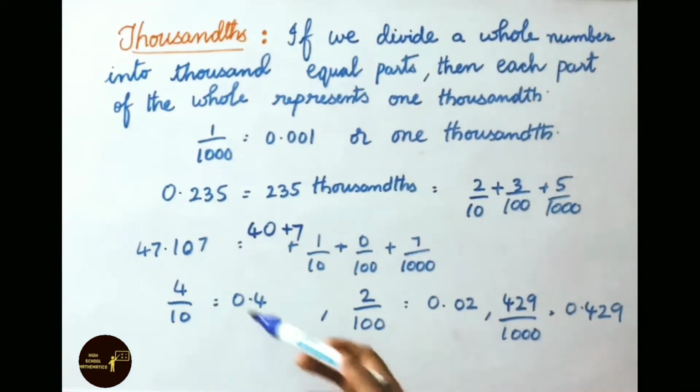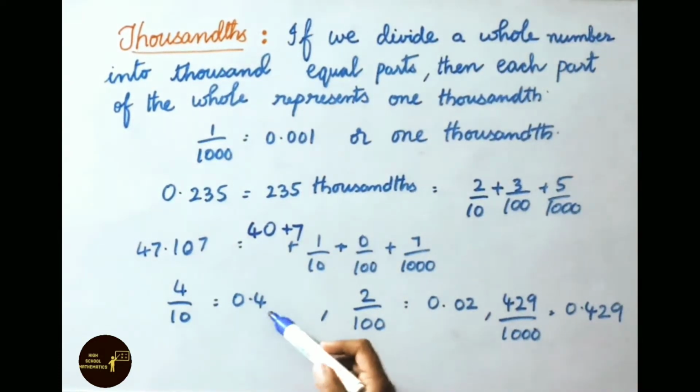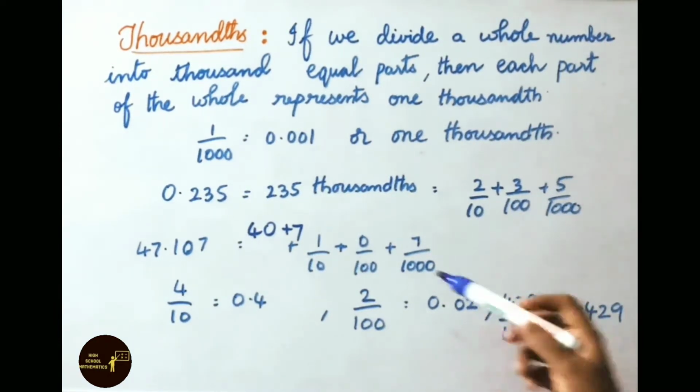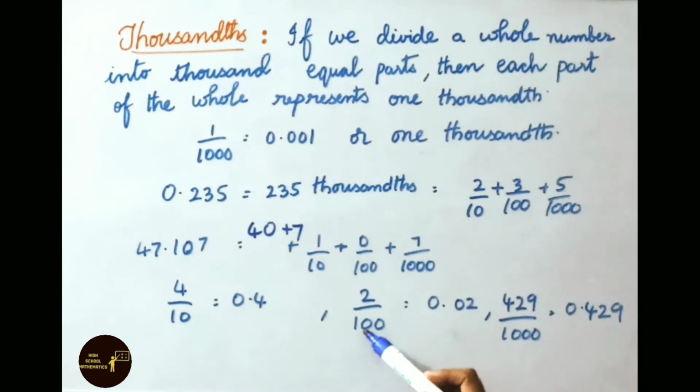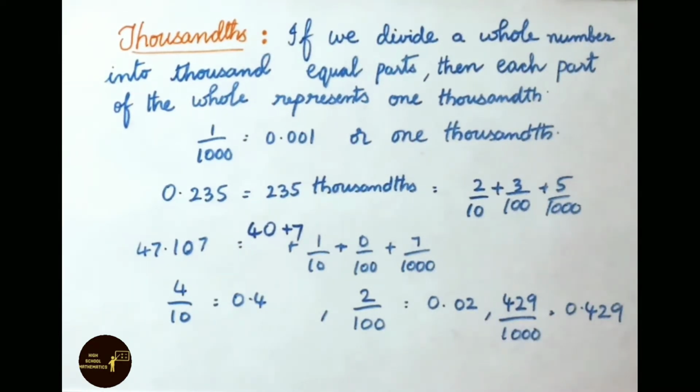See another example, 4 by 10. This can be written in decimal form as 0.4. Observe the denominator here, 10 is there. See the answer, there is only one decimal place. Similarly, see another example, 2 by 100. Here in the denominator 2 zeros are there. There are 2 digits after the decimal. See here, 2 by 100 is written as 0.02.